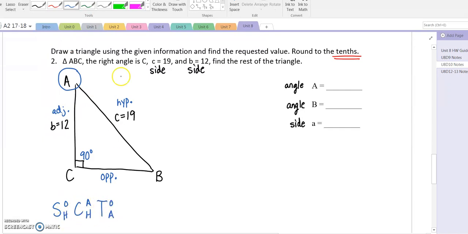In this case, I know the adjacent side, and I know my hypotenuse, so A and H is cosine. So it'll be cosine of angle A is equal to A over H. So adjacent, that's 12 divided by hypotenuse, which is 19. And again, remember, to solve an equation like this, to solve for an angle, we're going to use inverse trig.